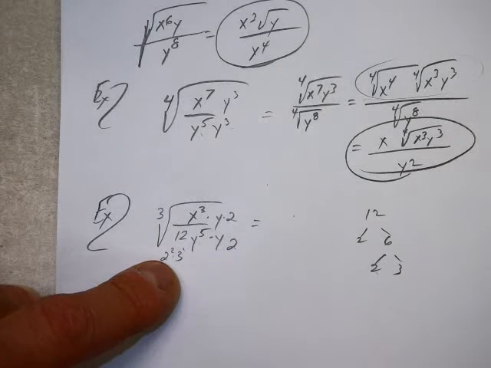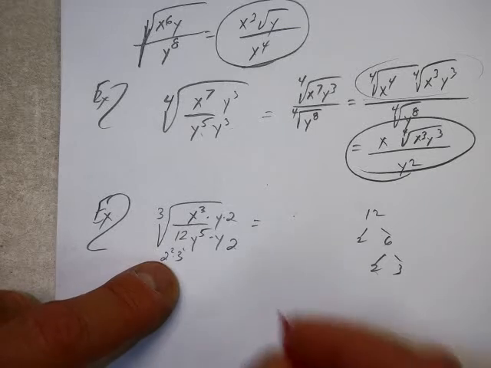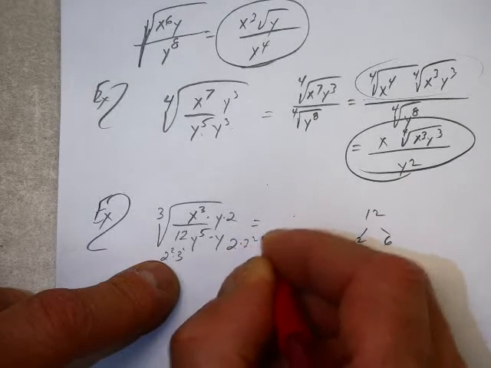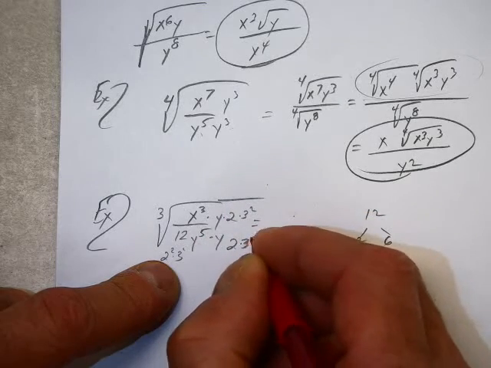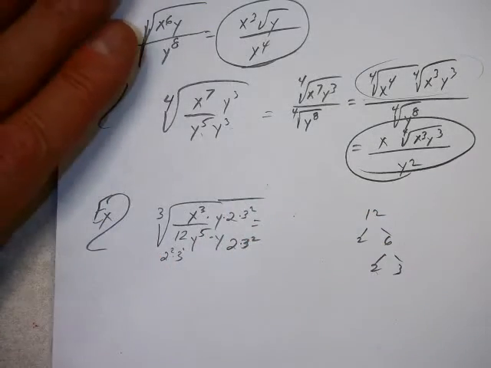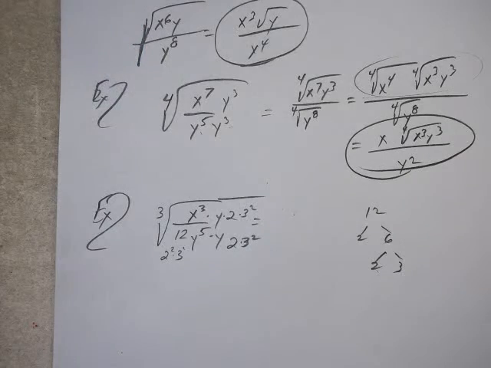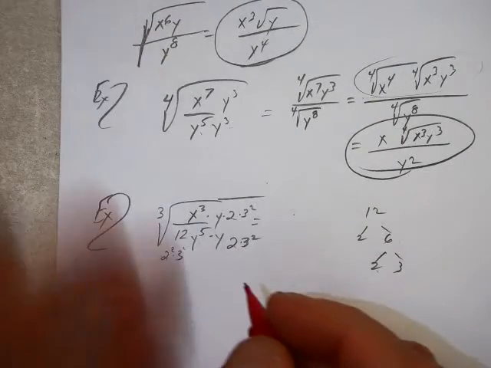Yeah, because this is 3 to the first. I need 3 of them. So I'm just going to go 3 squared or 9. The top's just along for the ride. And this is like the sloppiest writing ever. Okay. Actually, I've had it worse.